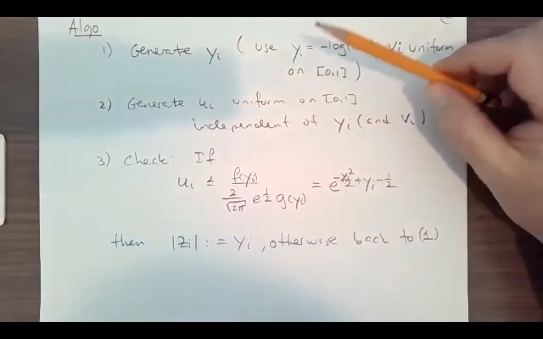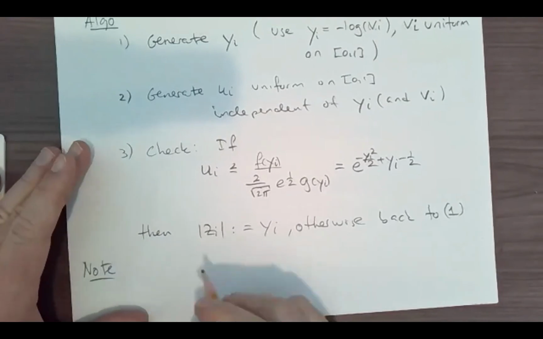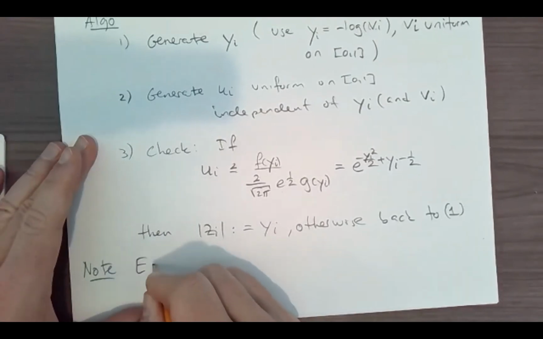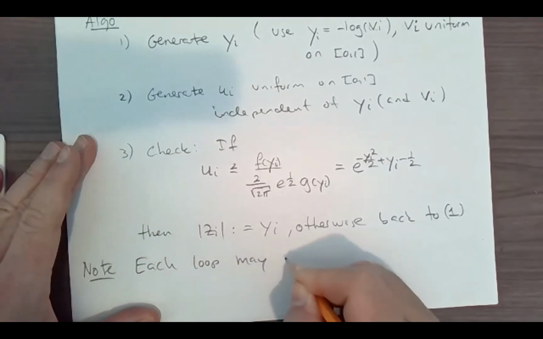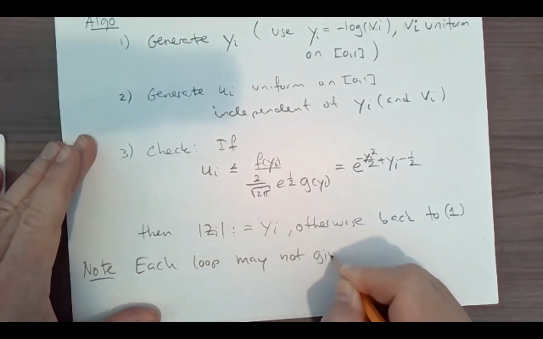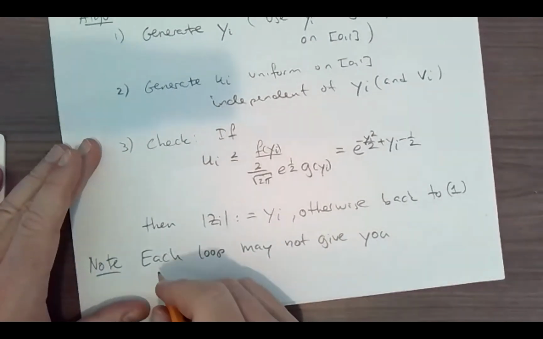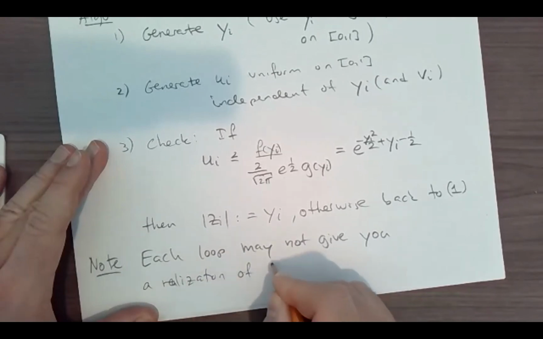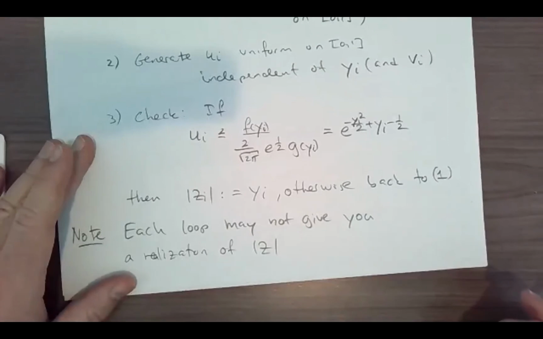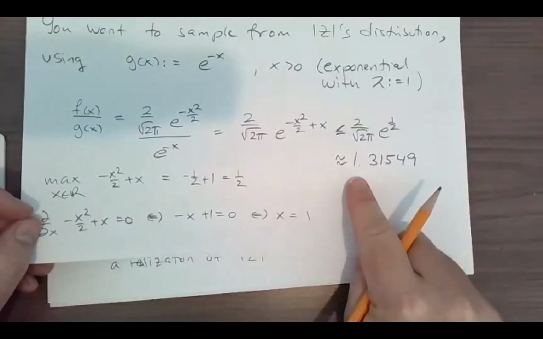Right, so we want to just note each loop may not give you a realization of this absolute value of z. Like the probability of getting that is 1.